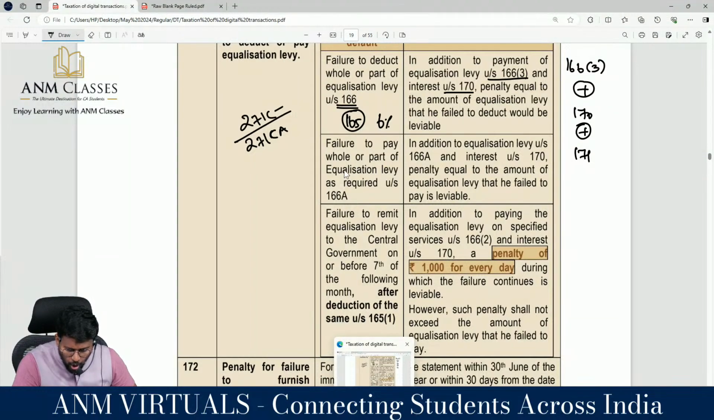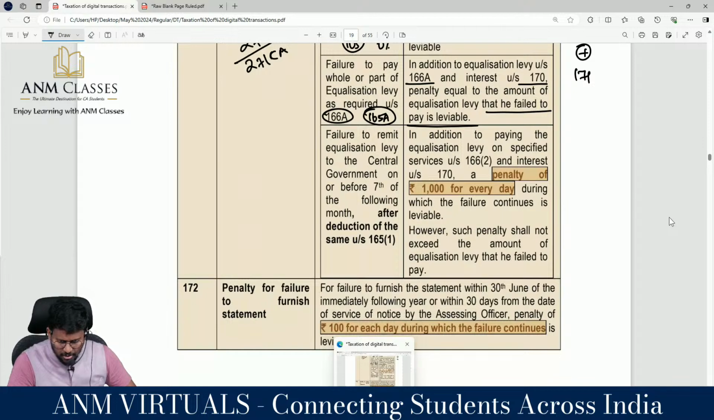Failure to pay whole or part of equalization levy as required under what? 166A. 166A எந்த செக்ஷன் கவர்? 165 அதுல சொன்னது இல்ல. In addition to equalization levy under what, plus interest under what? Penalty equal to the amount of equalization levy that he failed to pay is leviable. ஒத்துக்கிறியா? Failure to remit என்ன levy? அப்ப நீ டிடக்ட் பண்ணிருக்க, ஆனா என்னதான் பண்ணல? பே பண்ணல. To the credit of என்ன government, central government on or before 7th of the following month after deduction of same under what?